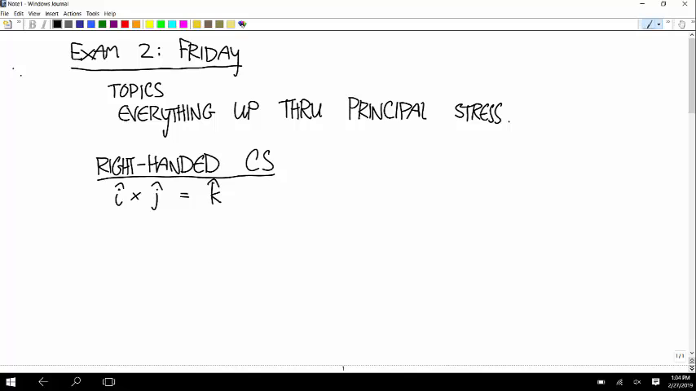I think that's enough by itself, but that also means that i cross k has to be equal to negative j, because the y-axis always has to be the weird one. And then j cross k is equal to i. So that's the definition of a right-handed coordinate system.